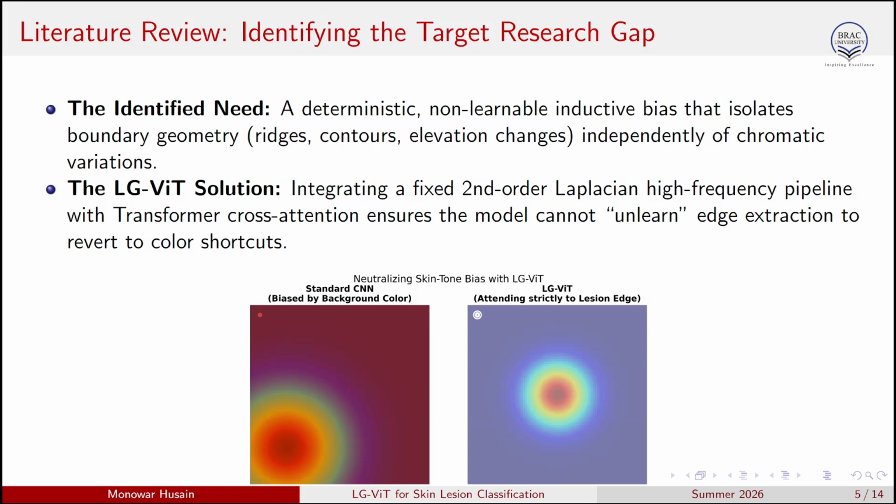This highlights our targeted research gap. We need a deterministic, non-learnable inductive bias that isolates boundary geometry, like ridges and elevation changes, entirely independently of chromatic variation. Our solution, LGViT, integrates a fixed second-order Laplacian high-frequency pipeline with transformer cross attention. This ensures the model cannot unlearn edge extraction to revert back to color-based shortcuts.